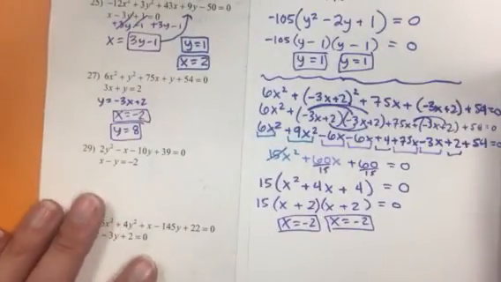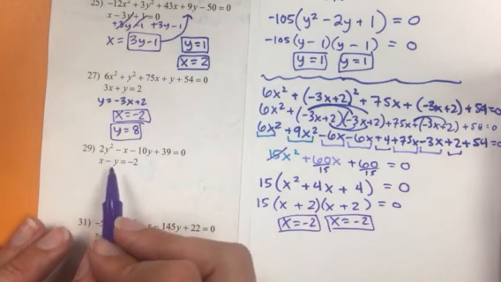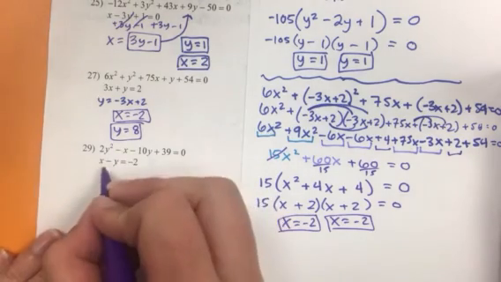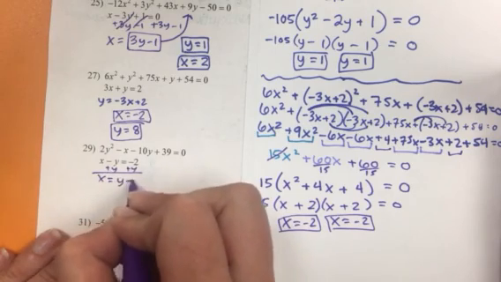Alright, 29. I can solve for x or y. I'm just going to move the y over so I don't have to deal with the negative sign. X equals y minus 2.